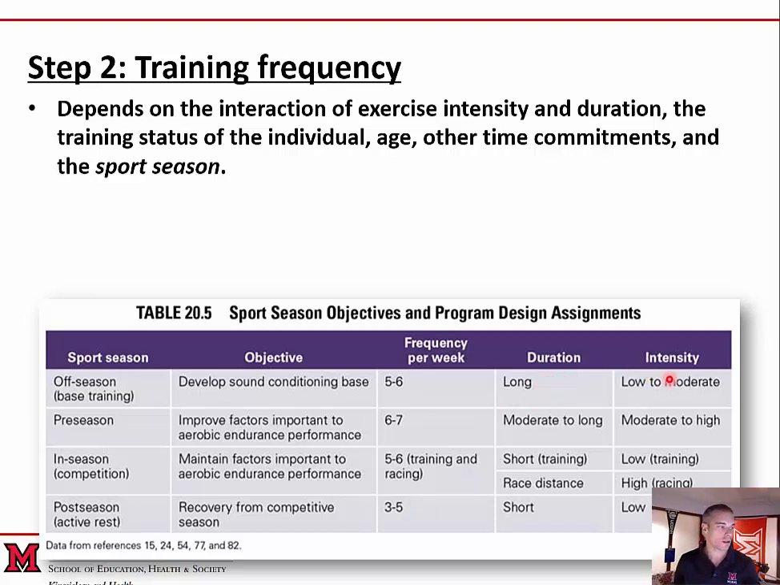And we also see in the different sport seasons the trade-off between duration of exercise and intensity of exercise. So in the off-season, an athlete is attempting to develop some sound conditioning base, high frequency of training, performed at a longer duration but a low to moderate intensity. Whereas if we get into the in-season, depending on the specific athlete and event, if they're training, they may have a short duration of training, performed at a low intensity, but obviously during the actual competition itself, that distance is going to be whatever the race is, performed at a high intensity in order to try to win the event.